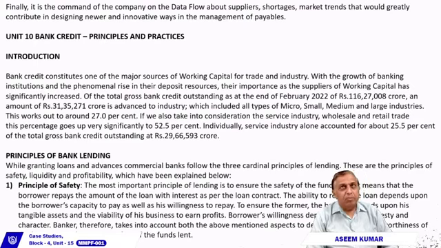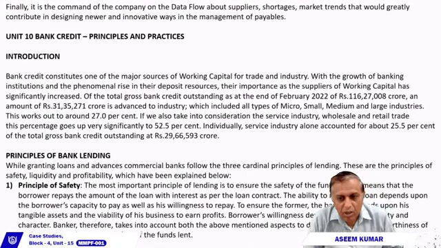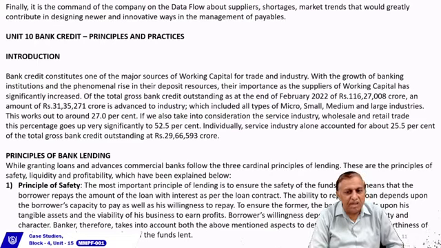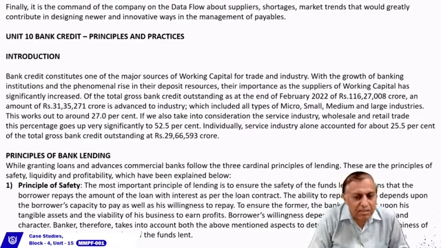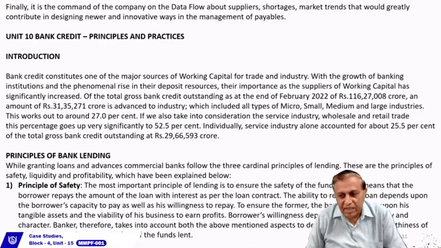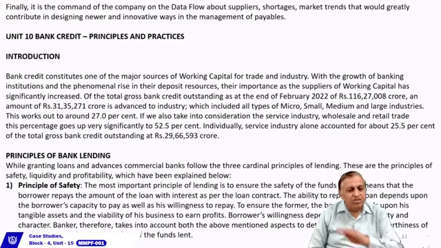Principle of safety. The most important principle of lending is to ensure the safety of the funds lent. It means the borrower repays the amount of the loan with interest as per loan contract. The ability to repay the loan depends upon the borrower's capacity to pay as well as his willingness to pay. They may be having the capacity but not the willingness. To ensure the former, the bank depends upon the tangible assets and viability of his business to earn profits. Borrower's willingness depends upon his honesty and character. Banker therefore takes into account both the mentioned aspects to determine the creditworthiness of the buyer and ensure safety to the funds lent.